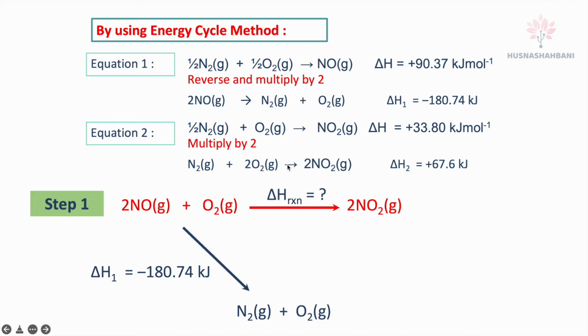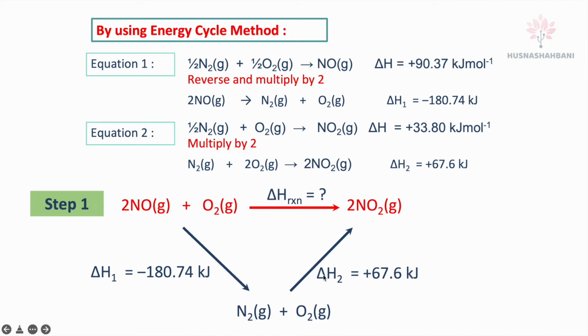You need to draw the arrow from the reactant N2 and 2O2. So here, this is N2 and then plus O2. This is from what you have here, N2 plus O2. But you need now N2 plus 2O2, you'll get 2NO2. So you need to draw the arrow from here to this one. And the arrow will be delta H2 equals to positive 67.6 kilojoule.